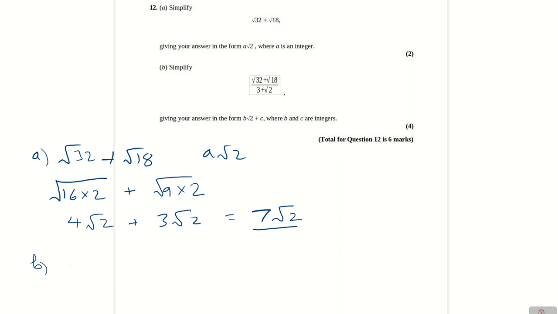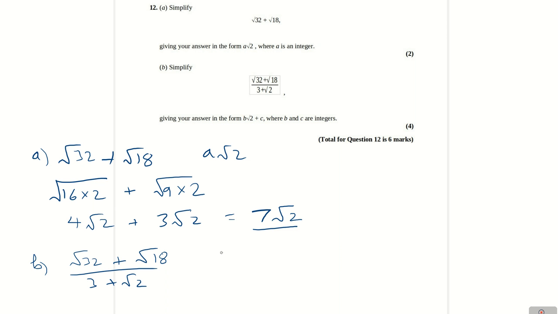Part B. Now we're asked to simplify this expression, and what we're going to have to do, as we've done before, is rationalise the denominator. In other words, get rid of that root 2 on the bottom, which we're going to do by multiplying the top and the bottom by the conjugate, which is going to be 3 minus root 2.